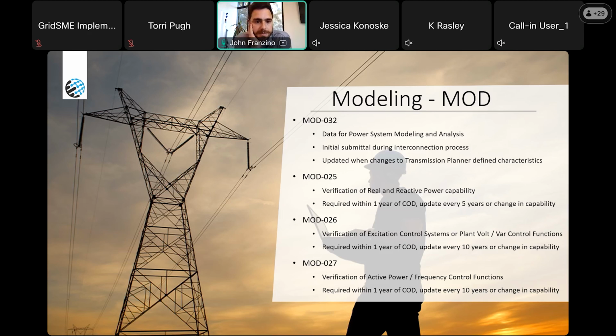But beyond that, pretty simple test, just maxing out real and reactive power capabilities of the facility, and to again verify that the models that the transmission operators, transmission planners, et cetera, have are accurate enough about how the facility actually performs in real life.